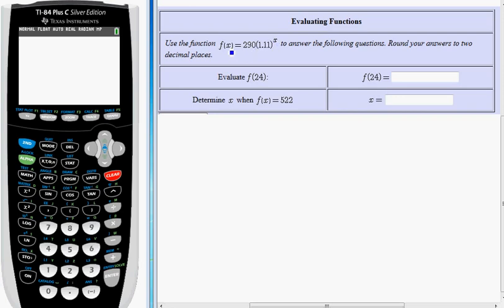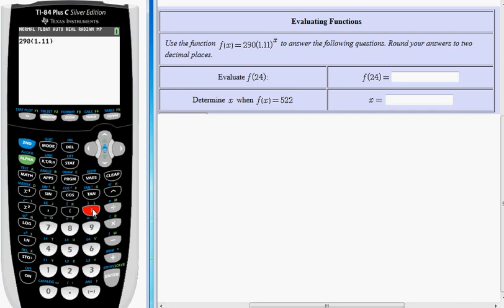So there was an x in the parentheses, now there's a 24. This indicates that x is 24. So I'm going to type this bit out right here in my calculator, but replace x with 24. To do that, hit the on key on your calculator. You should get to what's called the home screen. Type in 290, left parentheses right here, then 1.11, the right parentheses right here.